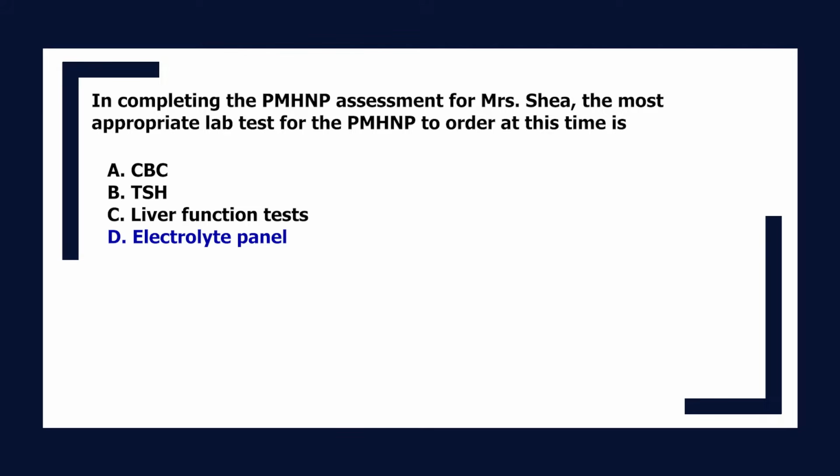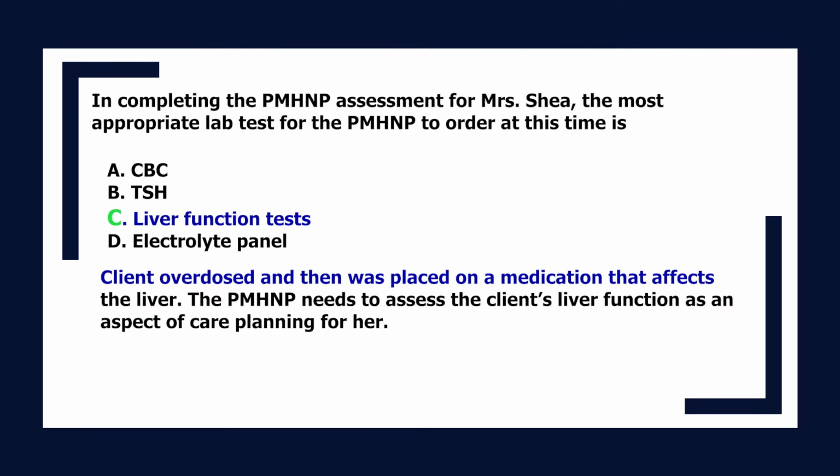The correct answer is C. Liver function tests. Client overdosed and then was placed on a medication that affects the liver. The PHMNP needs to assess the client's liver function as an aspect of care planning for her.